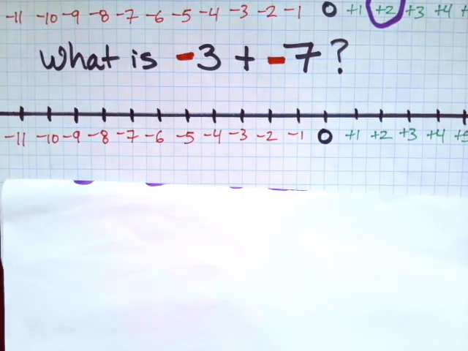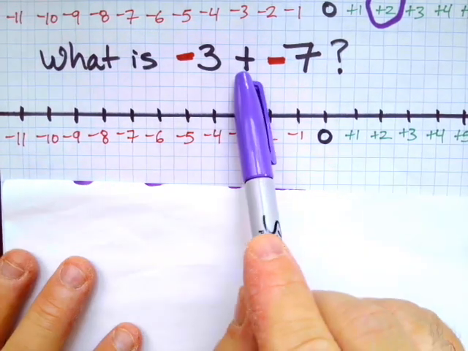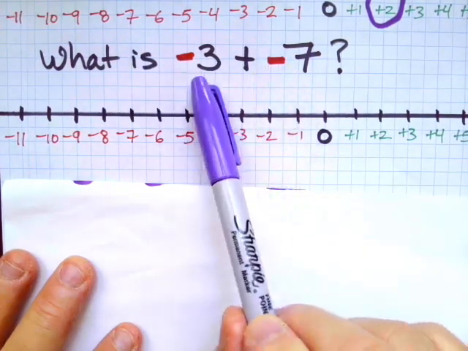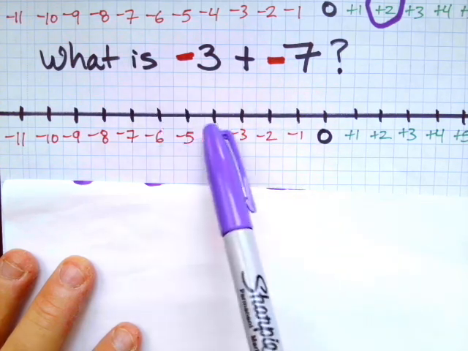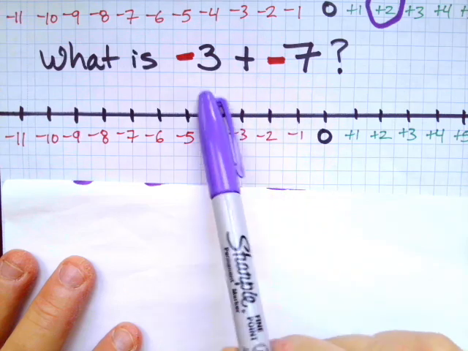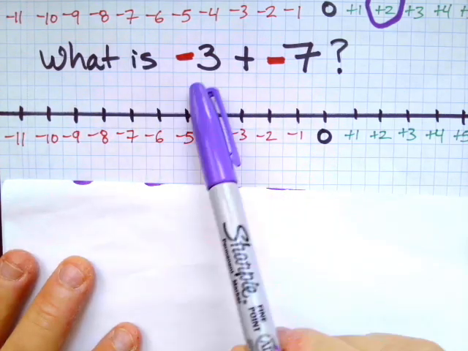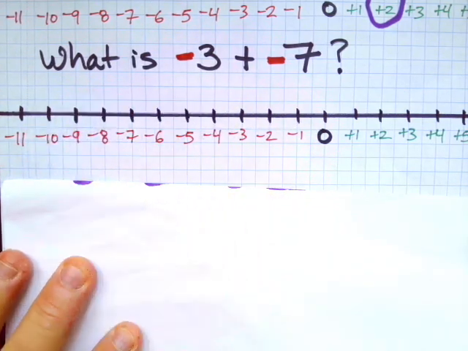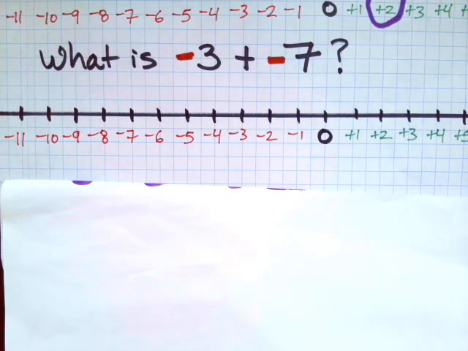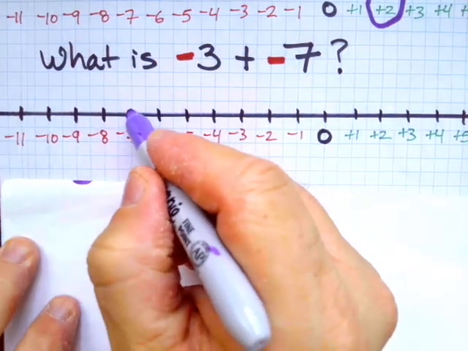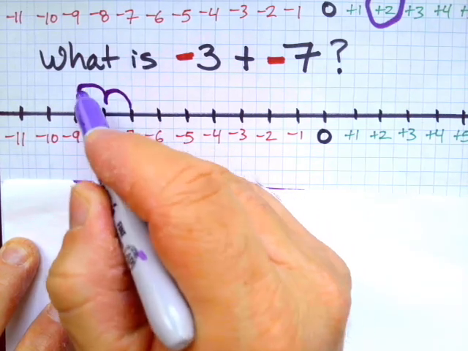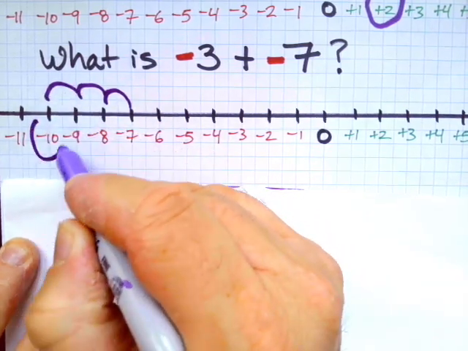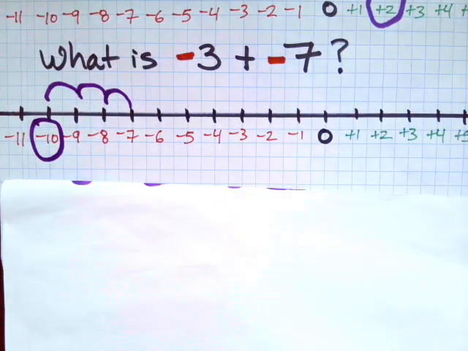So here we have a problem. It's already in addition form, so I do not need to do a keep, change, change. Simply, I'm going to start at negative 3 and go 7 more in the negative direction, or I can start at negative 7 and then go 3 more in the negative direction. I'm going to do that: start at negative 7 and go negative 3. 1, 2, 3. My solution is negative 10.